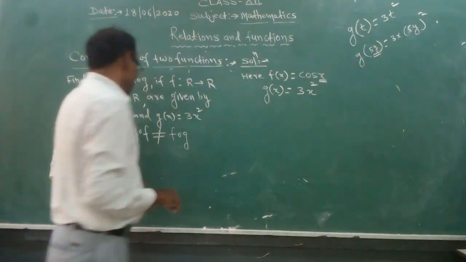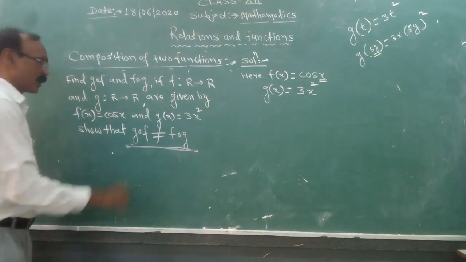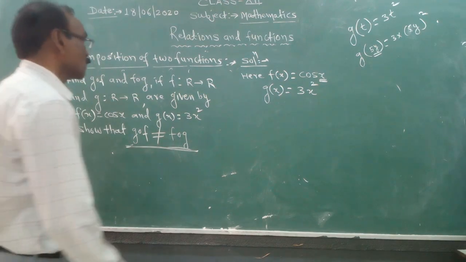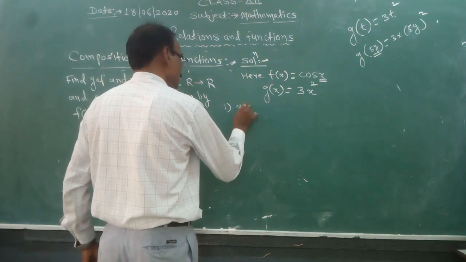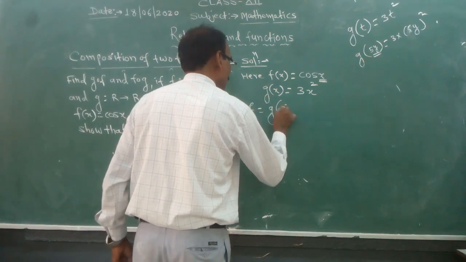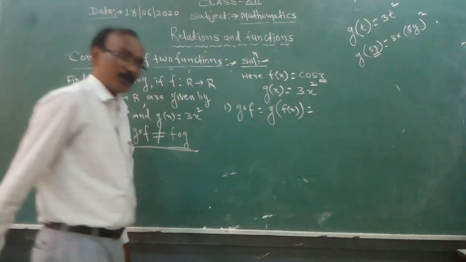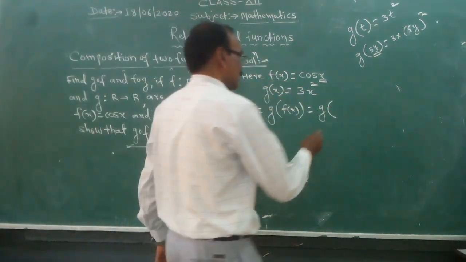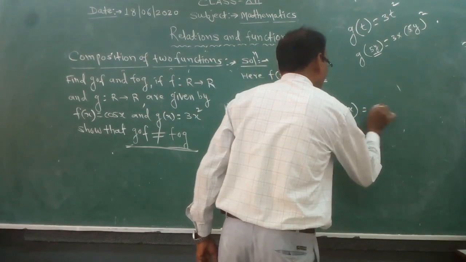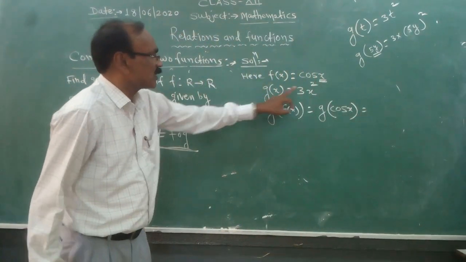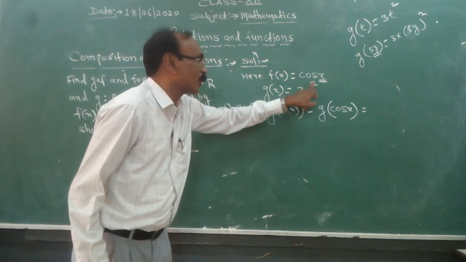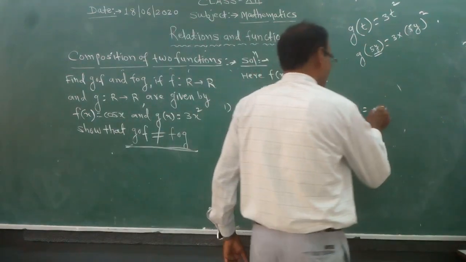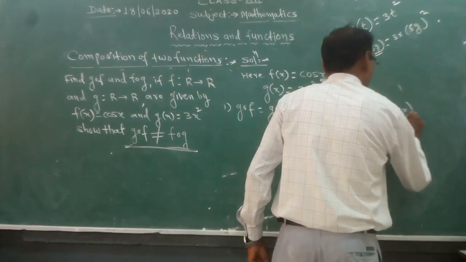This is the function. Now, you have to find g circle f and f circle g, and check whether these are equal or not. So first, g circle f is equal to g of f of x. What is f of x? cos x. g of x is 3 into domain square, so g of cos x will be 3 into cos x square.